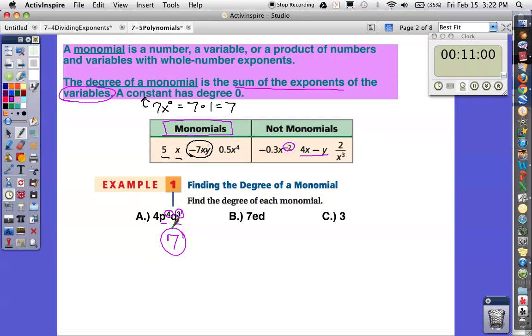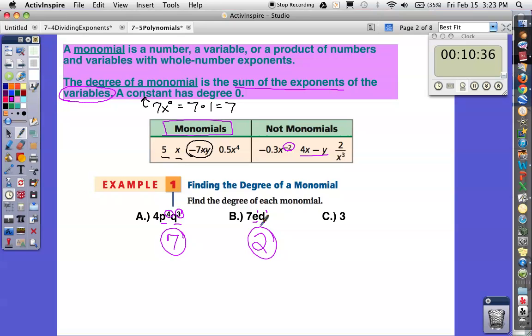What would your degree be for letter B? You're only looking at the exponents of the variables that you have. You have variable E and variable D. So what are their exponents? What would be above there? You would have E to the first power and D to the first power, so together that would give you a degree of 2. Last term then is just a constant.